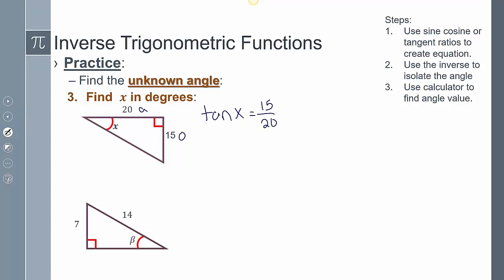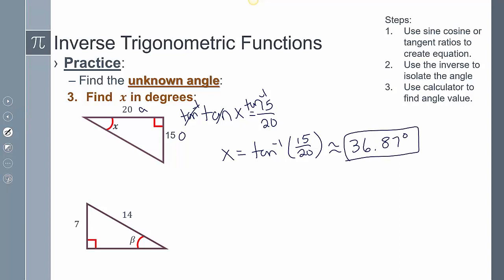Now I'm going to use the inverse to isolate the angle. So I'm going to take tangent inverse to both sides, right? It's a left-handed operation, so I get x equals tangent inverse of 15 over 20. Now I want to enter that into my calculator, and if I do that, step 3, I'm going to get 36.87 degrees, which is going to be my answer.